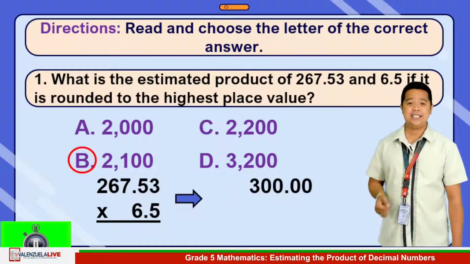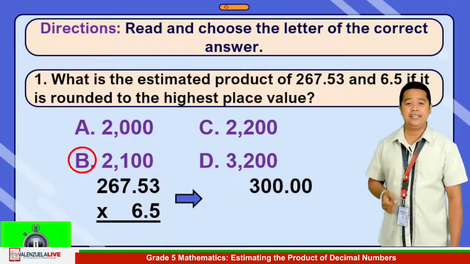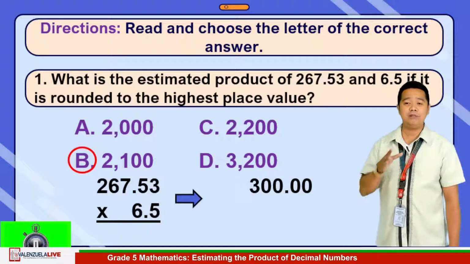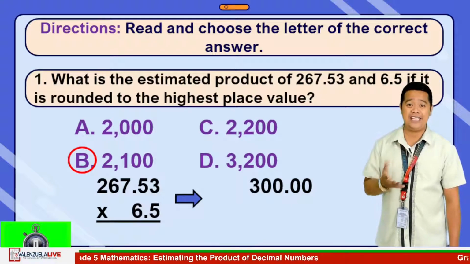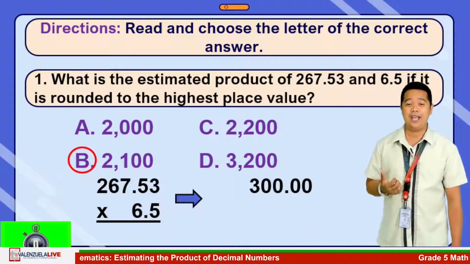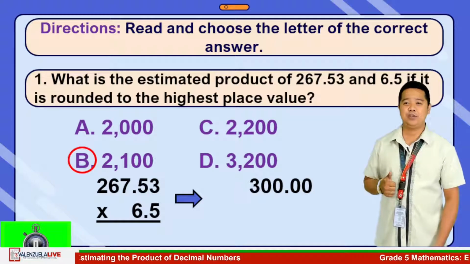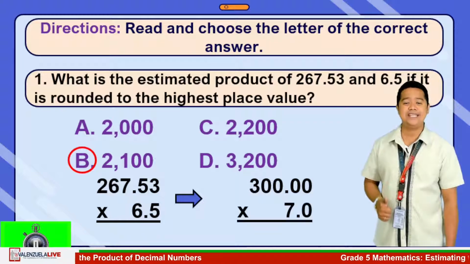And then 6 and 5 tenths. The number to be rounded off is 6 followed by 5. It is equal to 5. So we are rounding up. So 6 and 5 tenths will become 7.